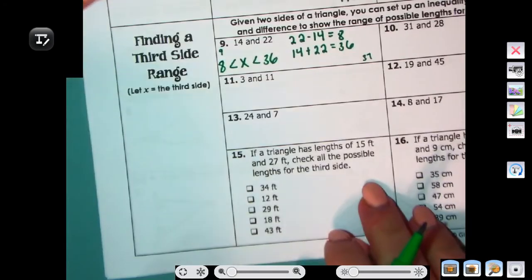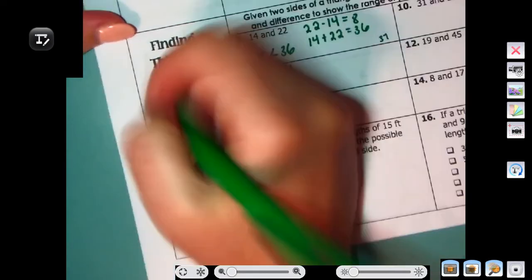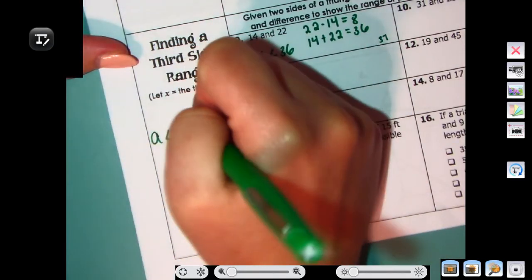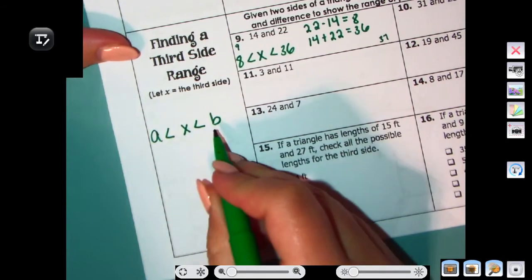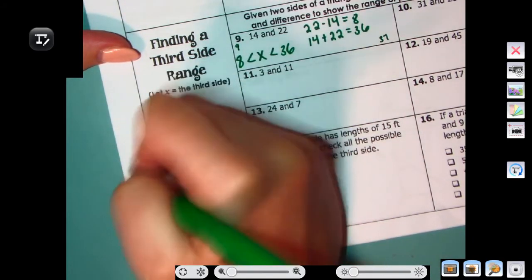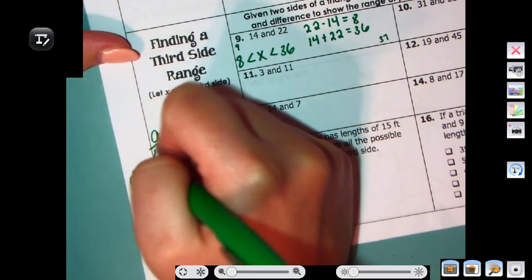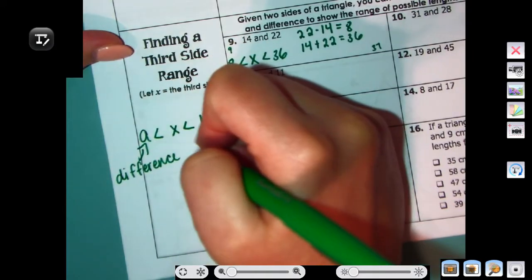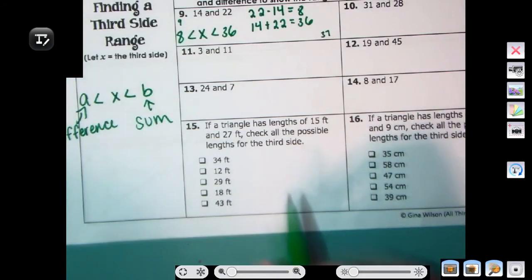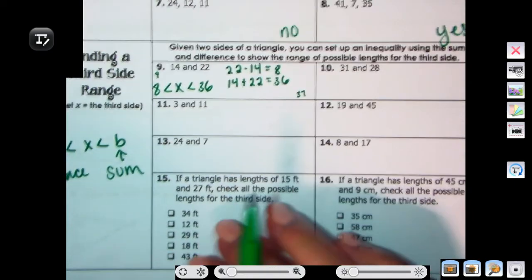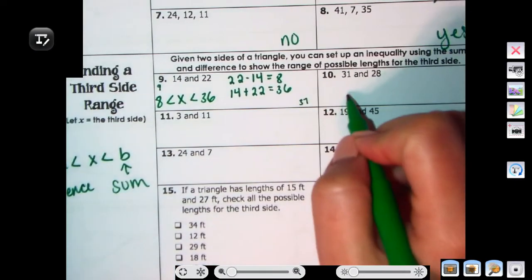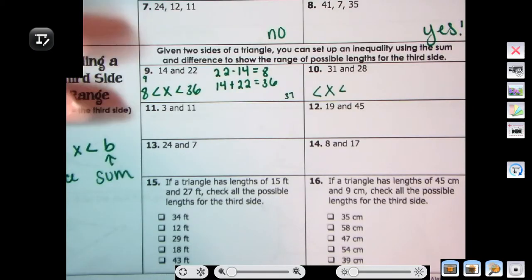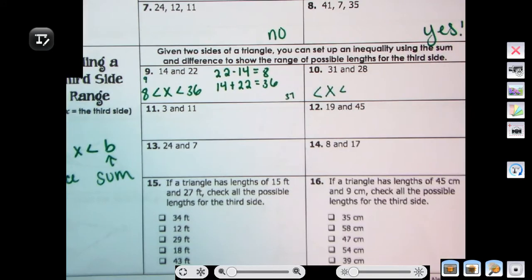Let me put this over here on the side. So when you write this inequality, I'm going to say A for any number A, and X represents the third side, and then any number B. A is the difference of the two numbers, and B is the sum. And if you do that every time, that's how you get your ranges. So for example, I'm going to set this up. Honestly, you can just write it every time like this. It might help to do that so you don't mess up your signs. So you're always having X in the middle and then these two signs.